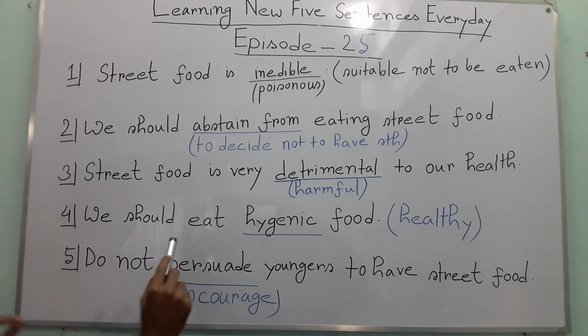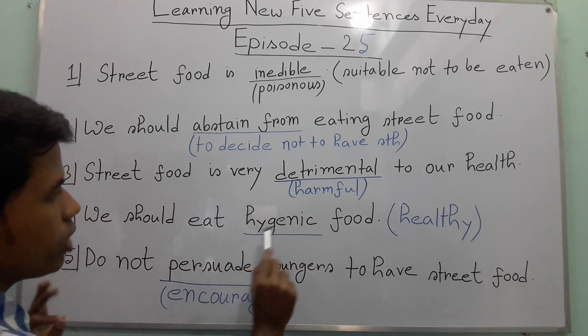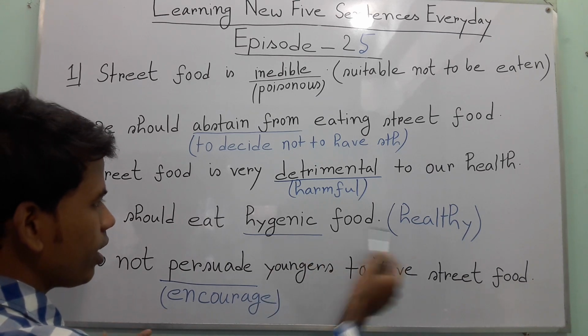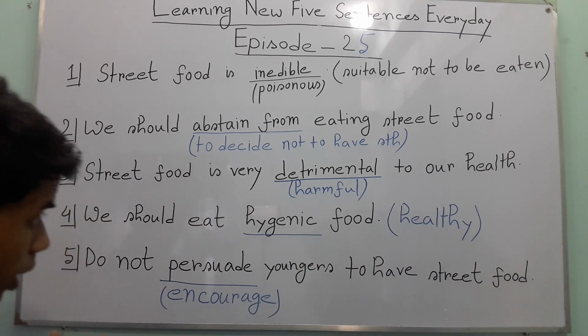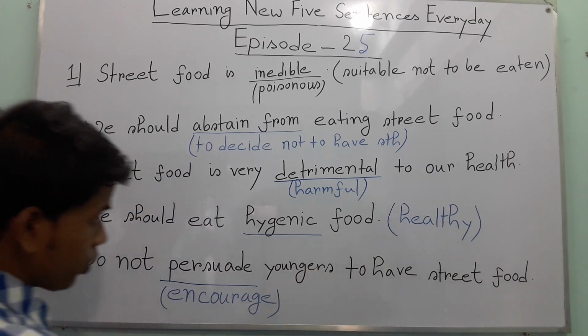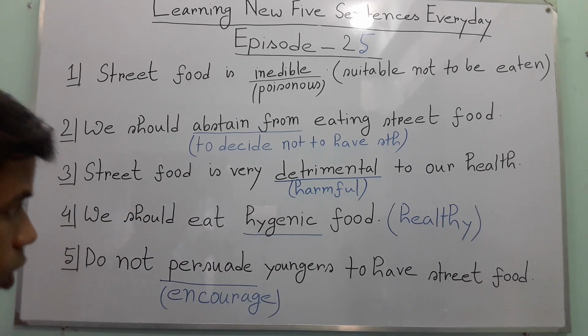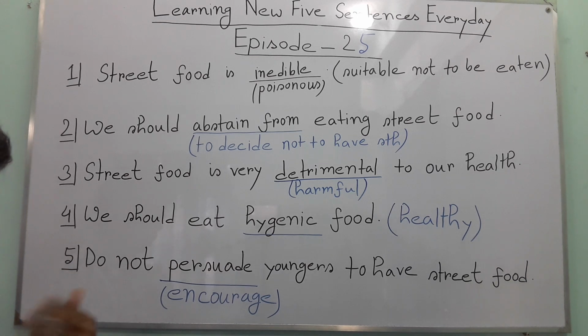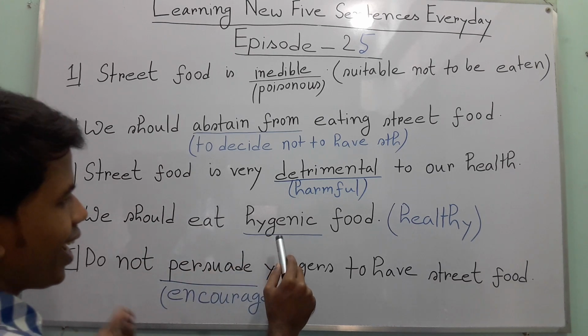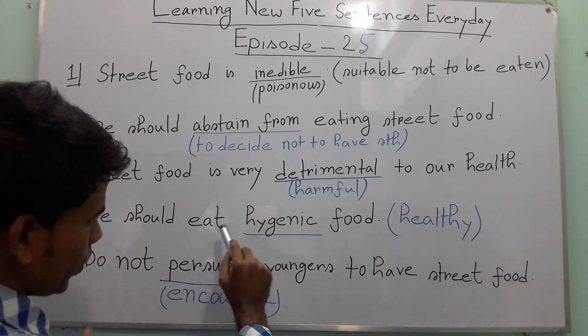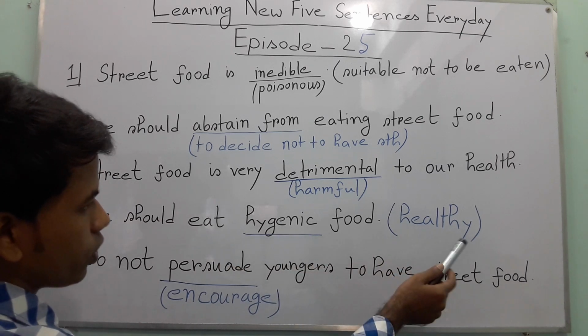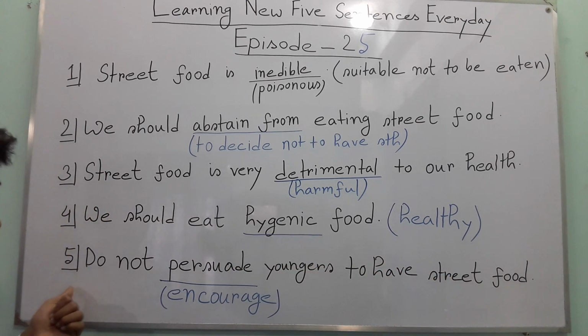The fourth one is: we should eat hygienic food. Hygienic food means healthy food. Since there is a shortage of space, I'm not able to write the meaning, but I can tell you: clean and free of bacteria, and unlikely to spread disease. That is called hygienic. So we should eat hygienic food, meaning healthy food. We should eat healthy food. Hygienic means you can say healthy. Okay, this is the fifth one.